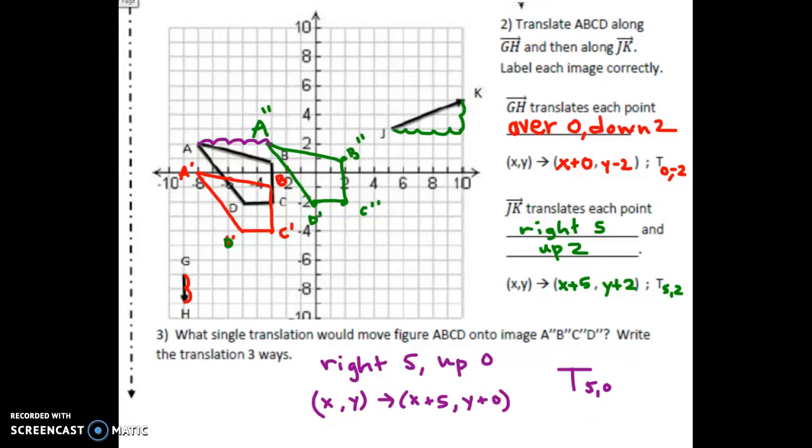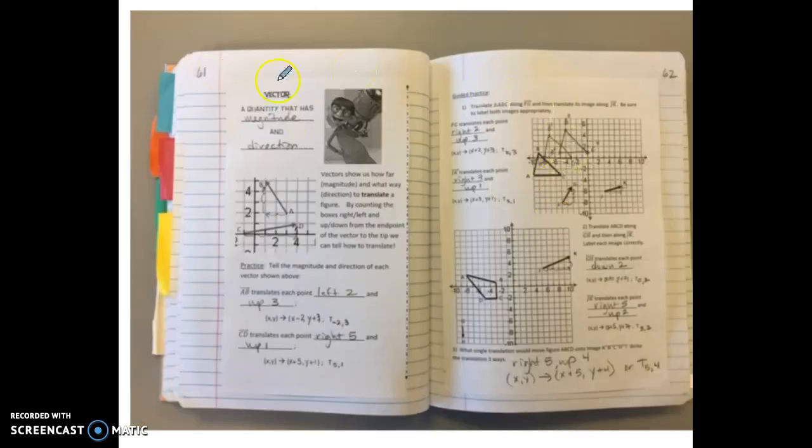Now that you have all this practice done on vectors, you can go ahead and tape it into your notebook. Review what we talked about, where you would count the boxes from the end point of the arrow to the point of the arrow in the direction that it's pointing so that you can get your notation down correctly. And then you have a practice sheet to work on once this is taped in.